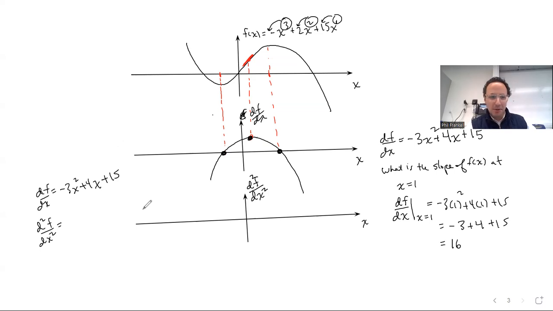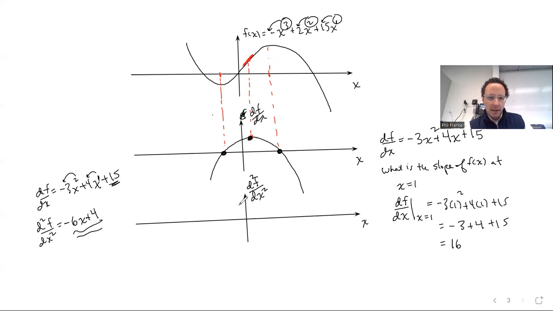Okay, if you were able to accomplish this, congratulations. Or if you're just here for the show, the 2 gets brought down, so you get -6. X squared is demoted to x to the first. There's a hidden 1 here, which gets brought down. 1 times 4 is 4, demoted to x to the 0, which is just 1. And the 15 gets wiped out because it's like 15x to the 0, and you're bringing down the 0 out front. So this is a linear function.